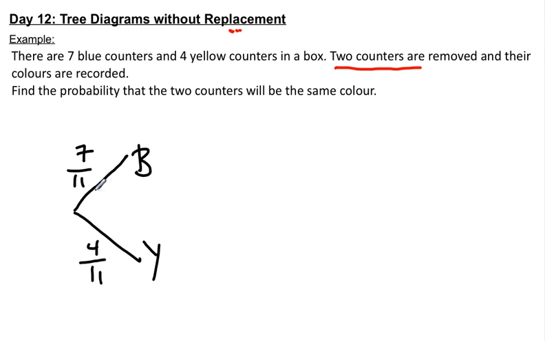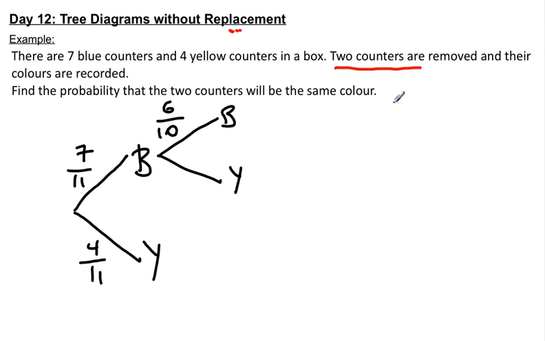Now you've gone this route. The counter that you picked with your left hand, or the first counter you picked, was a blue one. The next counter could also be blue, or it could be yellow. The probability of it being blue: the first counter you removed was blue, so there are only 6 blue counters left. And you also removed a counter, so there are only 10 counters left.